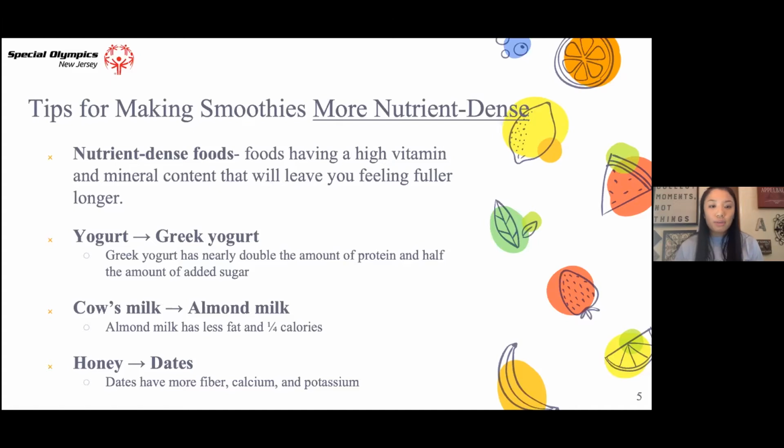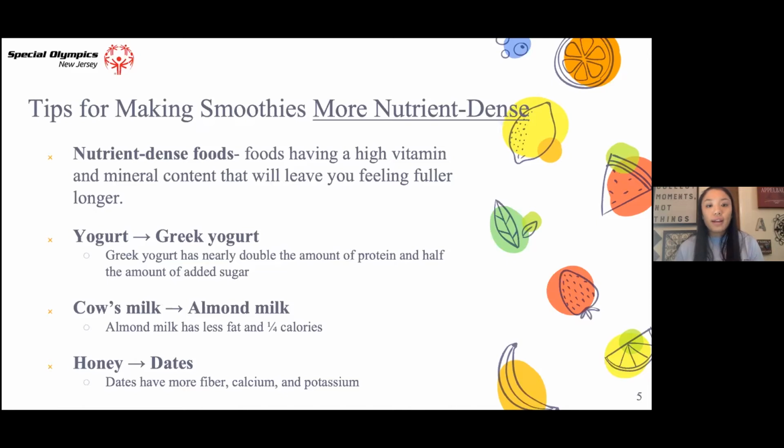So here are some tips for some switches and swap outs with some of the ingredients that are commonly used in smoothies. So switching from regular yogurt to Greek yogurt increases the amount of protein, and it also decreases the amount of added sugar. So when you increase the amount of protein, it increases how full you're going to feel. And then with the added sugar being lower, it decreases the calorie amount and how much sugar is going into your body, which can be beneficial for many reasons.